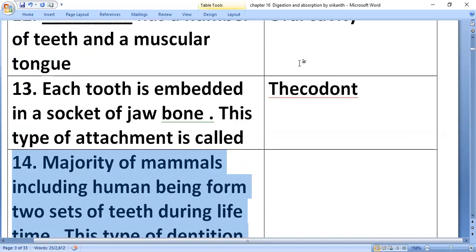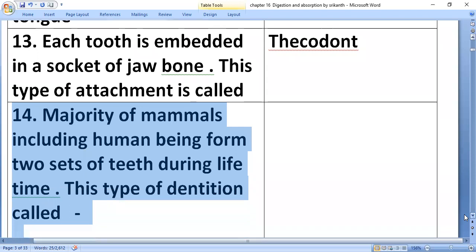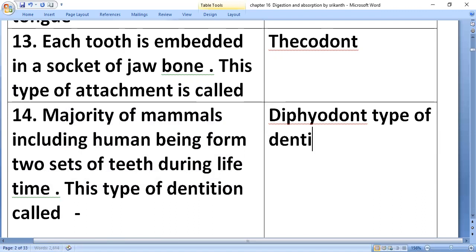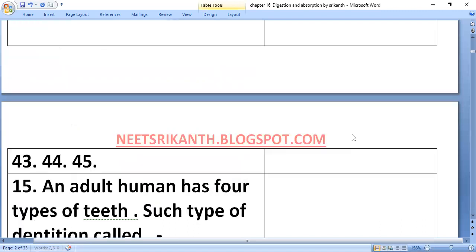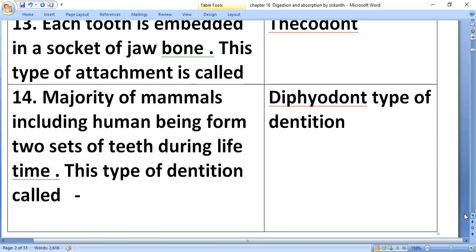The majority of mammals, including human beings, form two sets of teeth during their lifetime. This type of dentition is called diphyodont type of dentition.